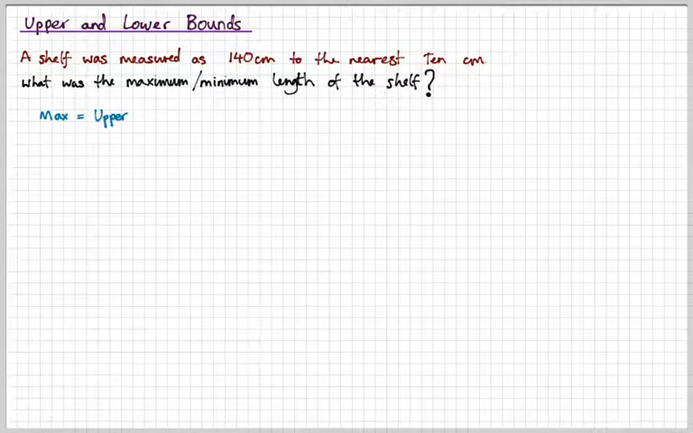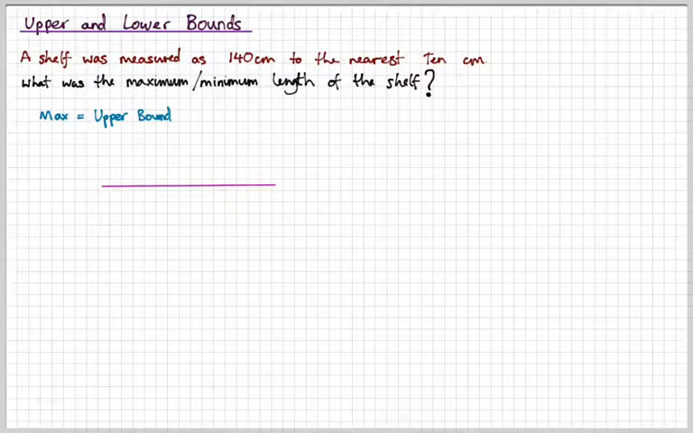Let's do some terminology first, actually. So upper and lower bounds. Upper bound would be the maximum length, and the lower bound would be the minimum length. Okay, so let's think about 140 centimetres on a number line. Okay, 140, 130. I'm going up in tens because we've rounded to the nearest 10.